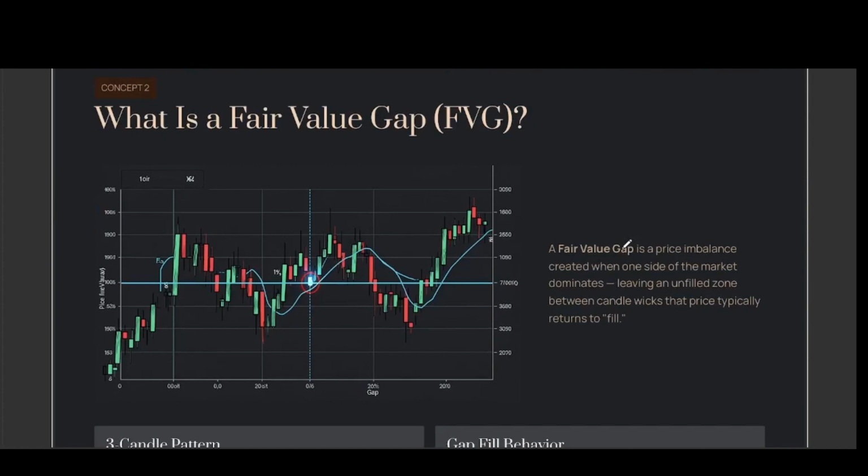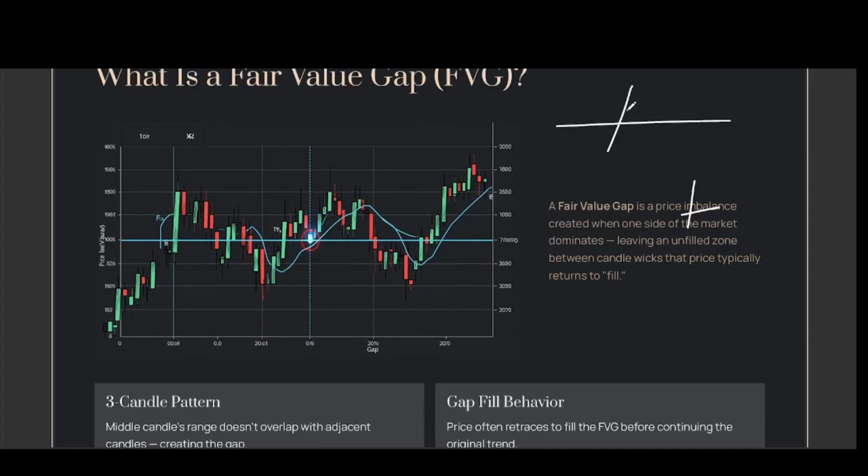Now, what is a fair value gap? A fair value gap is generally a price imbalance which is created when one side of the market dominates. When buyers dominate, a fair value gap is created. When sellers dominate, a fair value gap is created. And markets generally return to these fair value gaps to fill them.